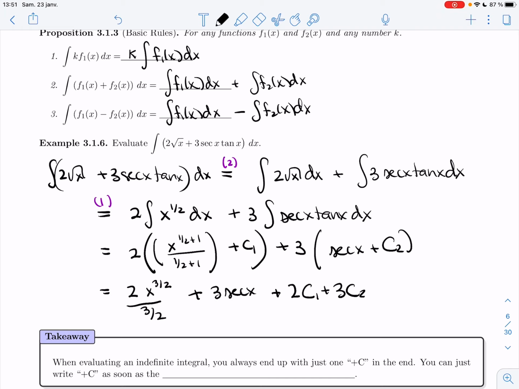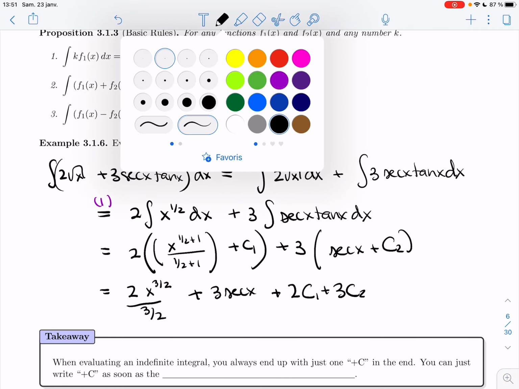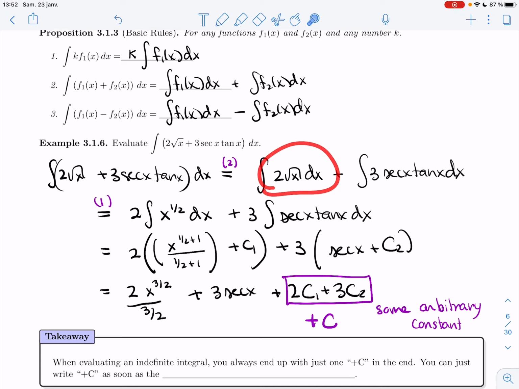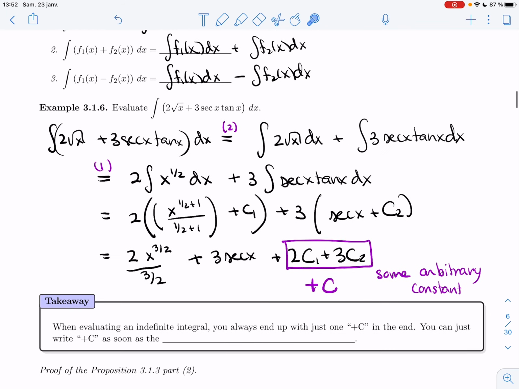Now, if you remember, c1 and c2 are arbitrary constants. And so the fact that I have 2c1 plus 3c2 is kind of irrelevant. This is just some arbitrary constant. So I'm going to call it c. So even though I split it up into two integrals and I had two different constants, they always come together and give us just a plus c in the end.